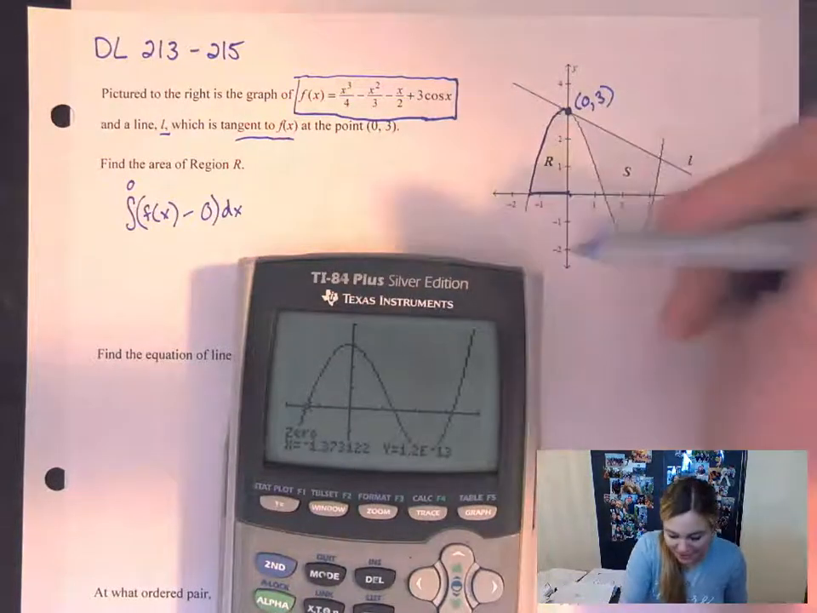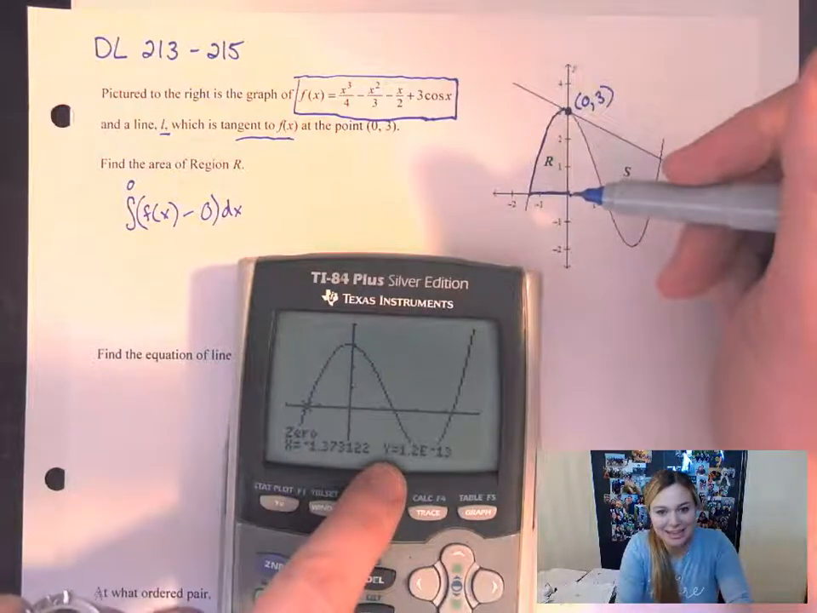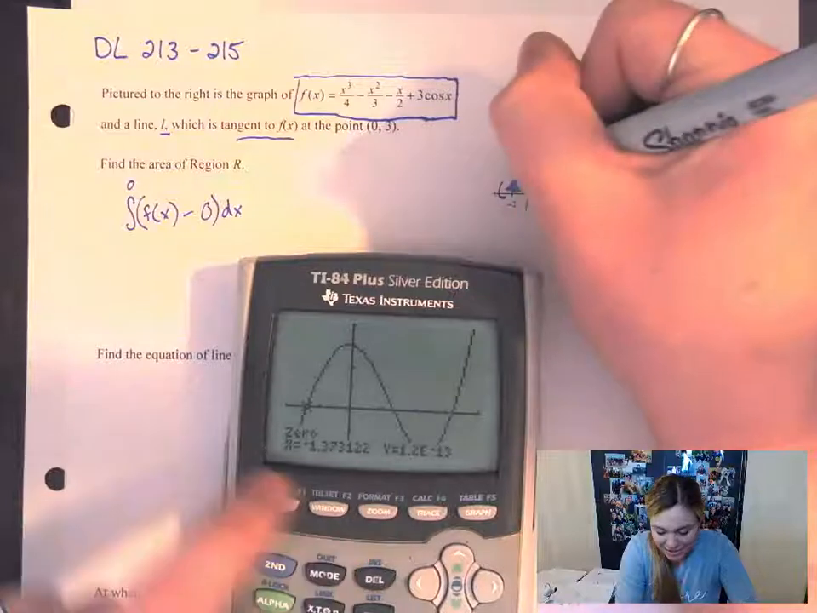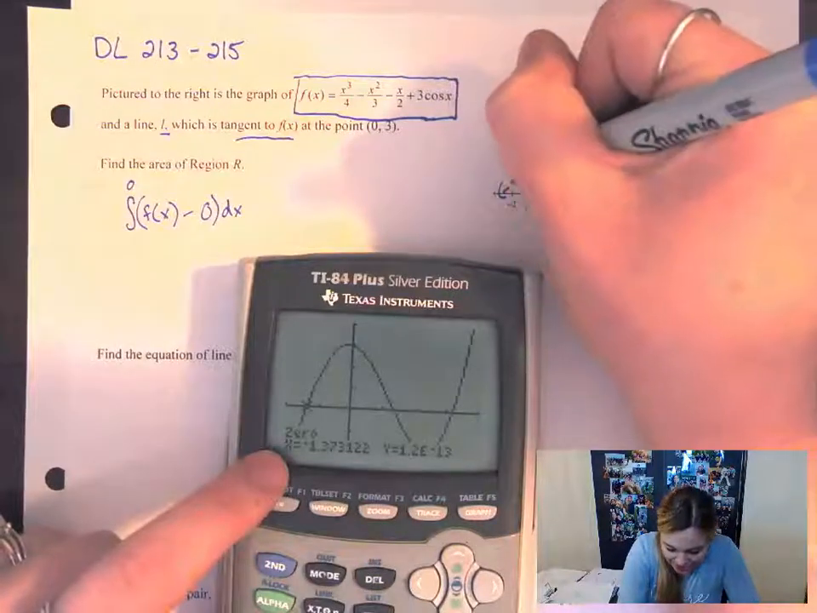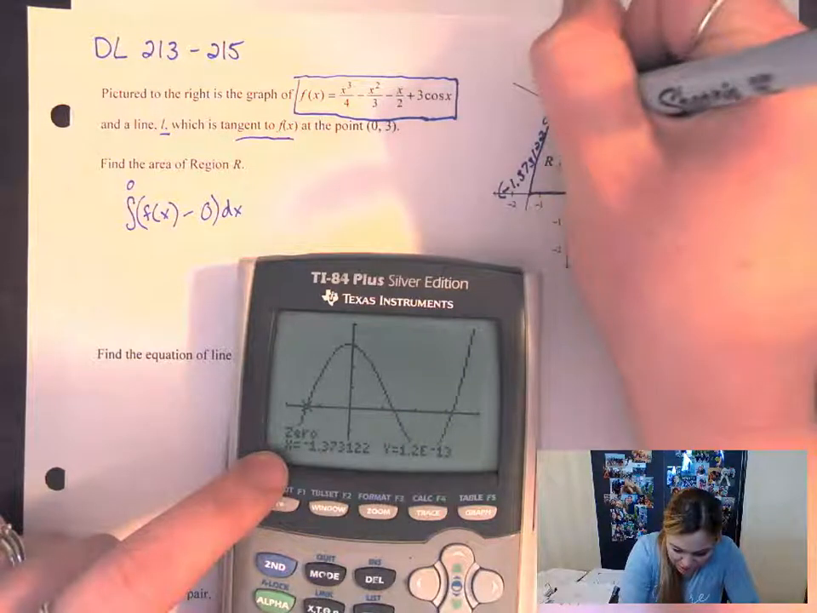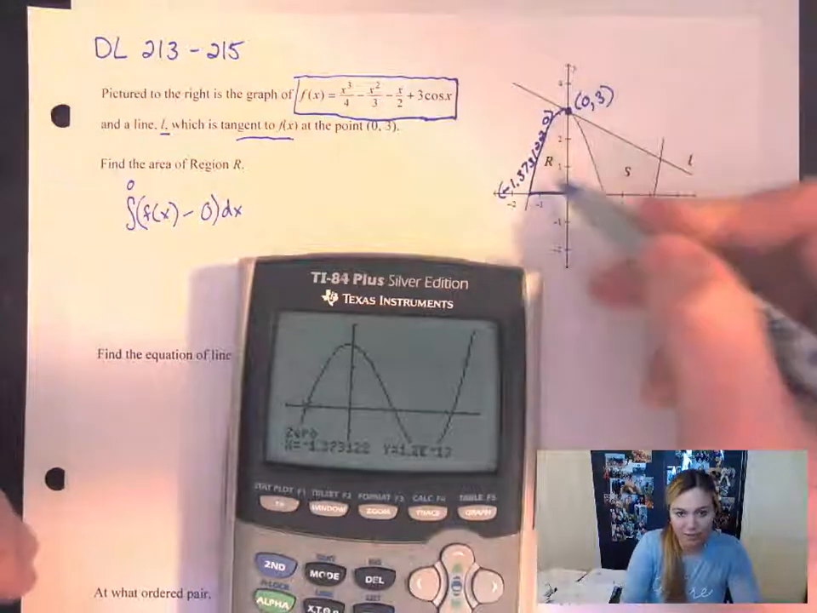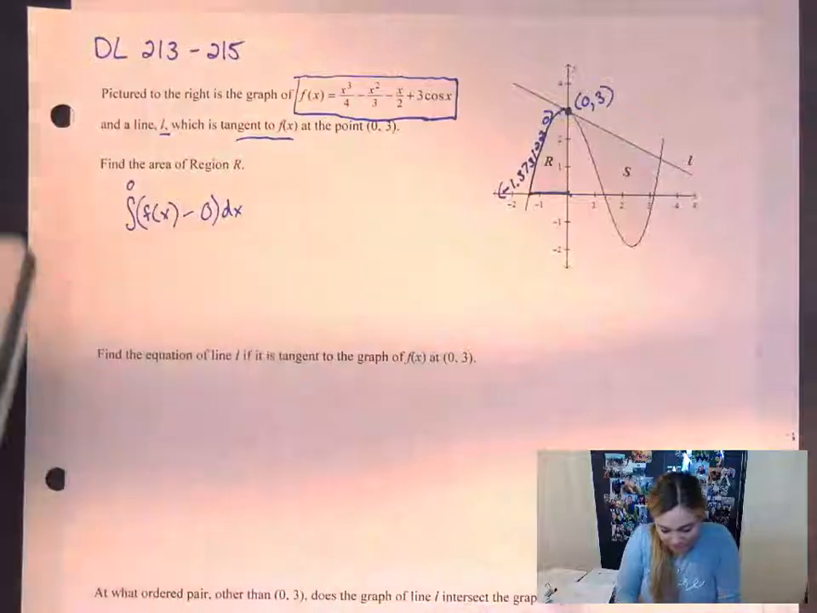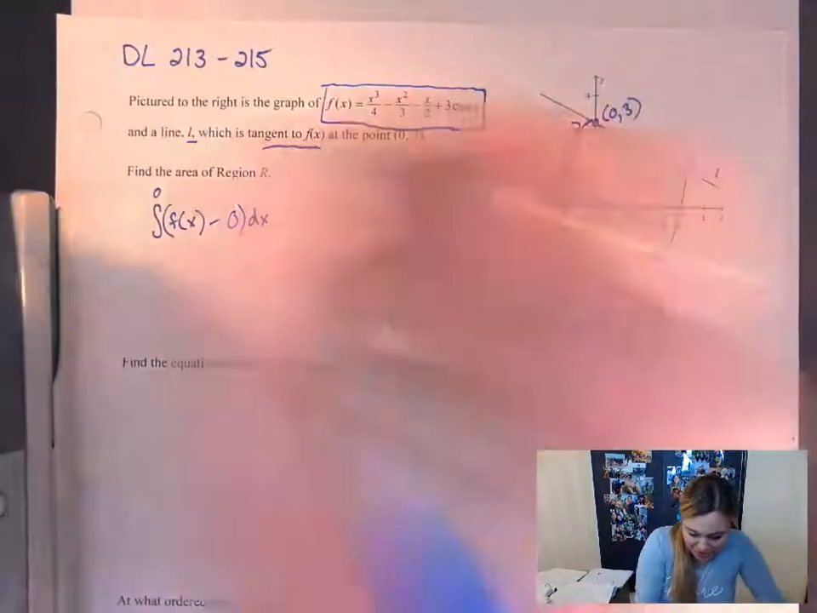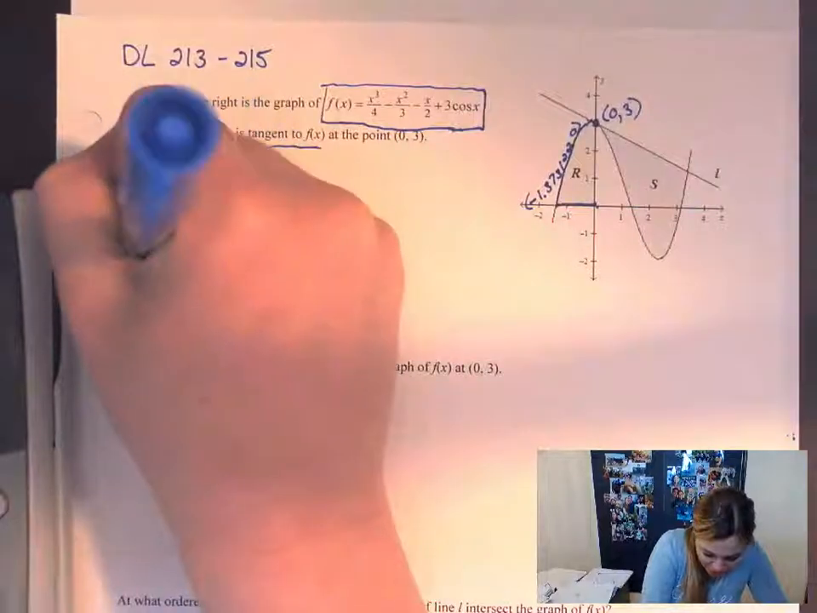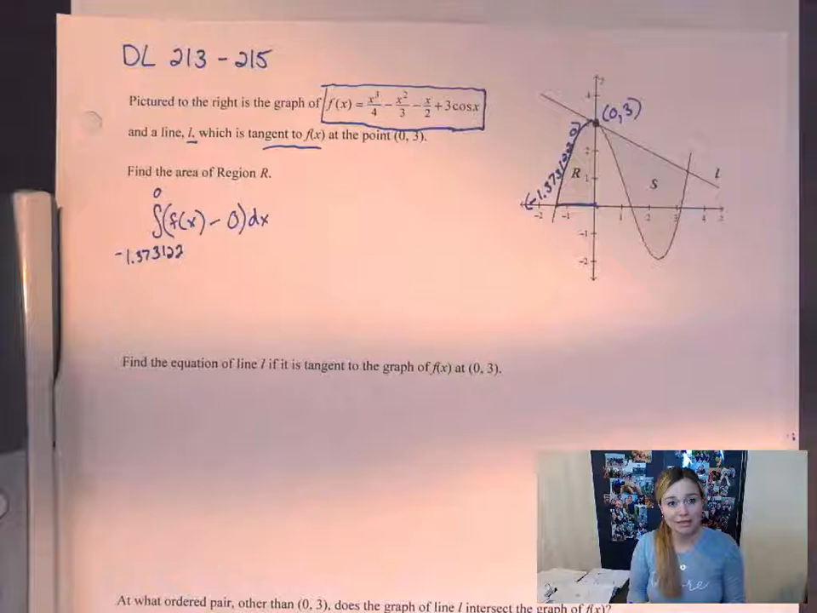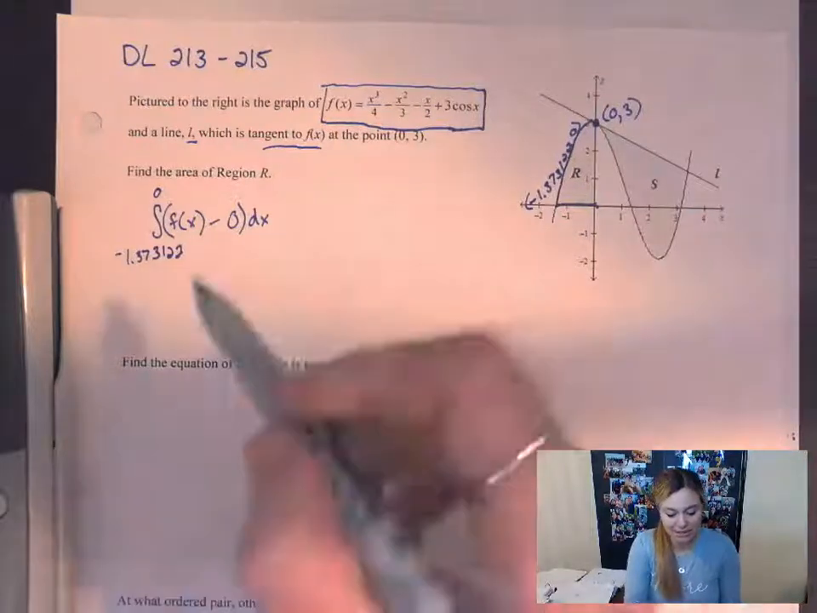But I can see that this value, even though it says 1.2 times 10 to the -13th as my y value, that's close enough to 0 in this case. So I can see this as x equals -1.373122, 0. Whew, I wrote that really big. And so here, this would be -1.373122.